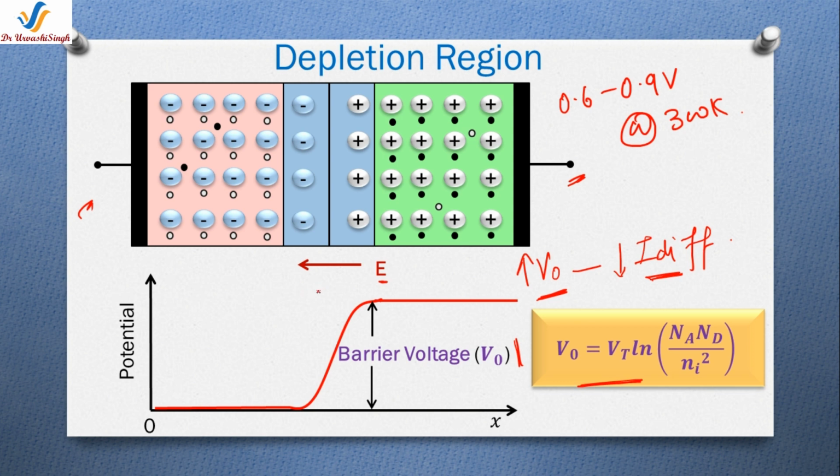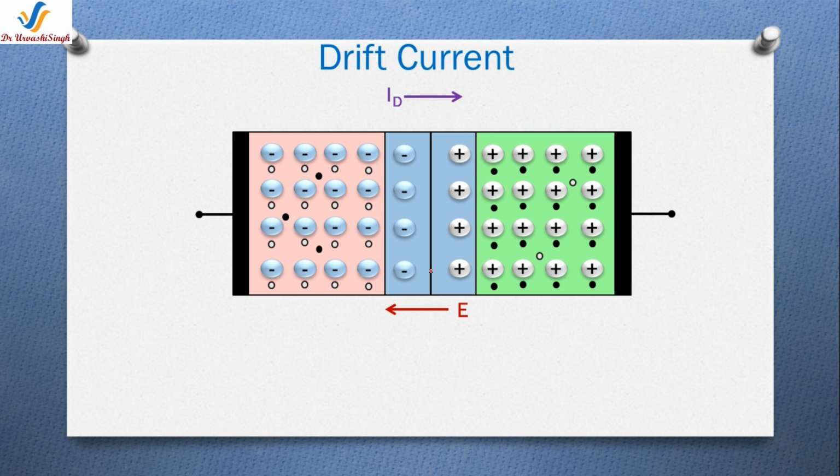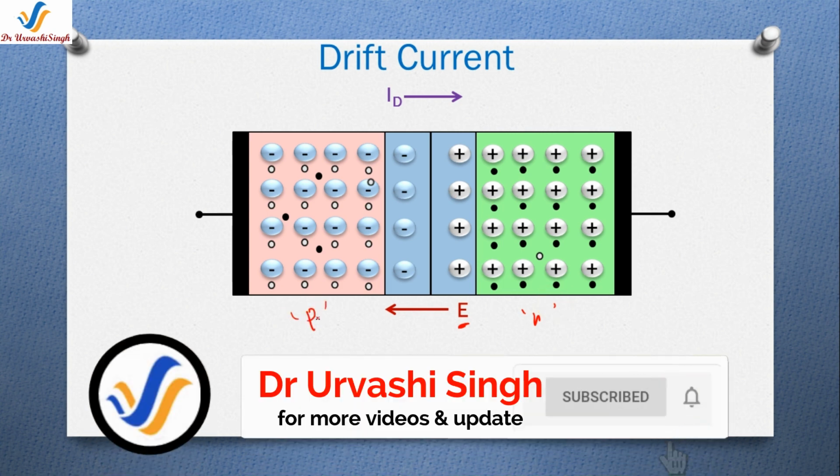So after the development of the depletion region, what next? Here we can see that there is an electric field because of these immobile charges. So the voltage barrier occurs, but due to this electric field, what do you think, how will it affect the minority carriers of the P and N regions? You have already studied this: in the presence of the electric field, the minority carriers of the N region, that is the holes, will drift towards the P side, and the minority carriers of the P region, that is the electrons, will drift towards the N side.